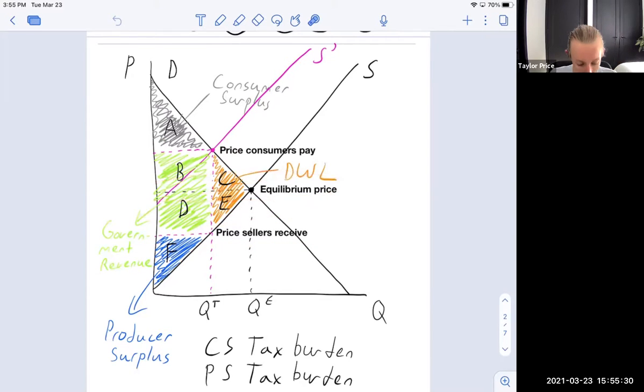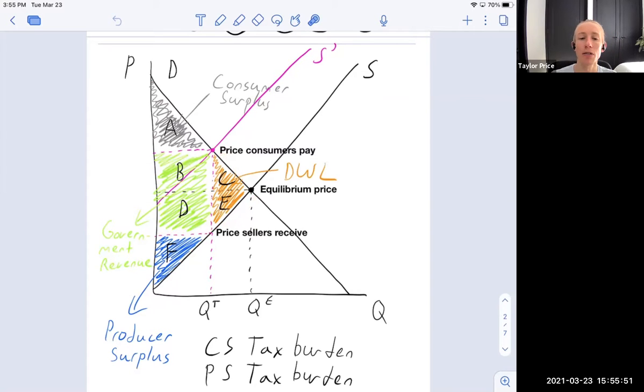Now I've colored in all of the different surpluses and the deadweight loss. We can see that this is the consumer surplus after tax. This is the producer surplus after tax. This is the deadweight loss. And then this is the government revenue.